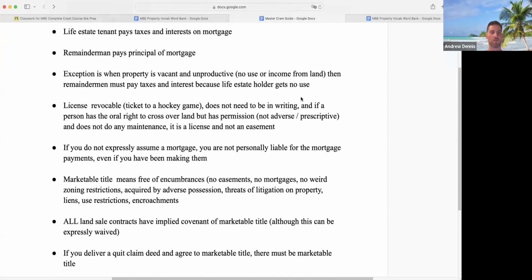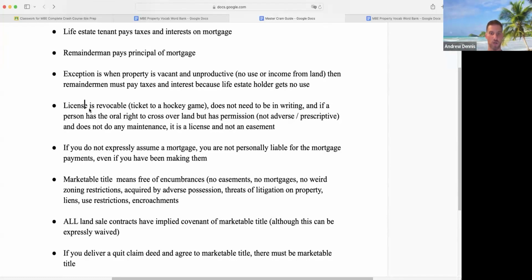A license is revocable, like a ticket to a hockey game, and it does not need to be in writing. And if a person has the oral right to cross over land but has permission, it's not adverse or prescriptive and does not do any maintenance. It's a license and not an easement. Remember, consent is like the enemy of prescription. If you are trying to have a prescriptive easement or adverse possession, it's not adverse if you have consent.